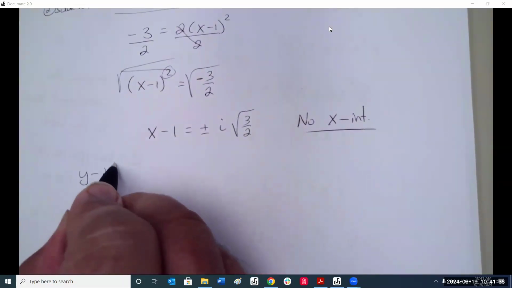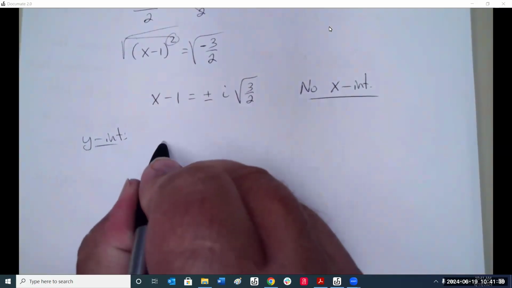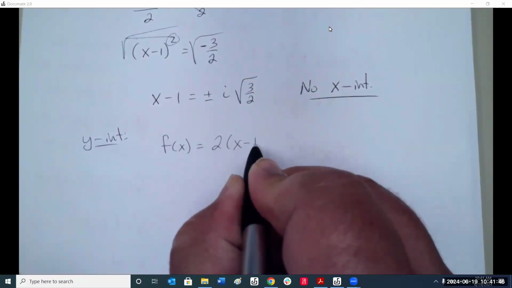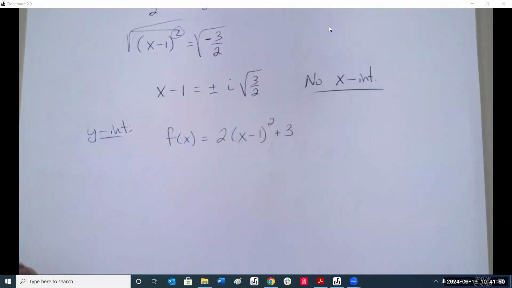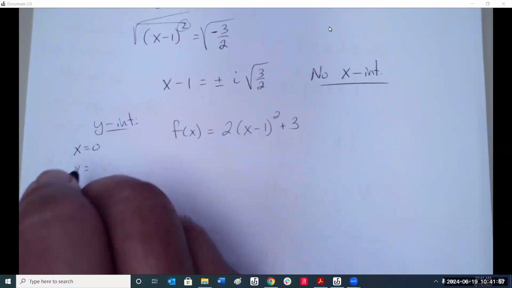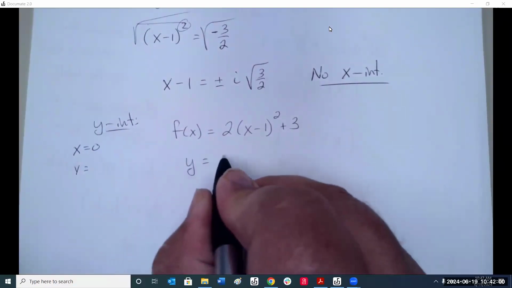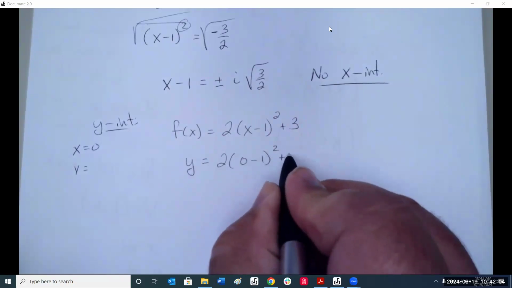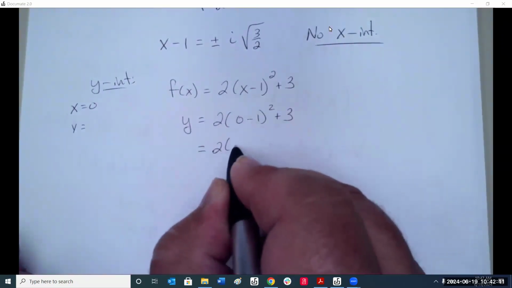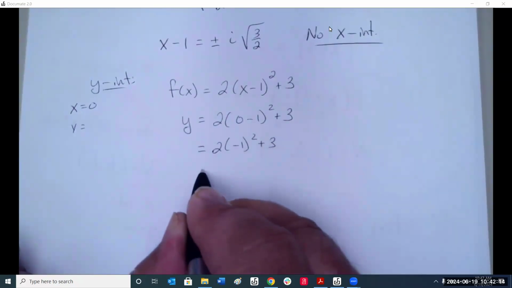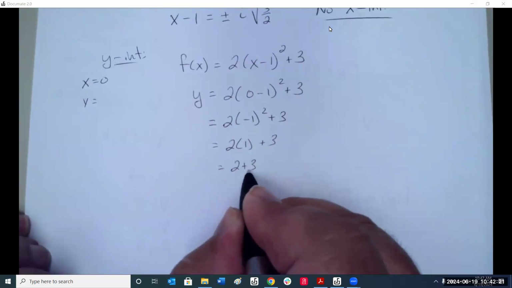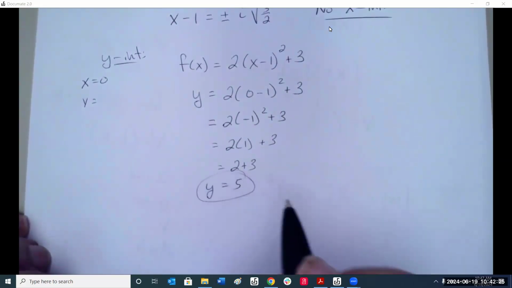Then to find the y-intercept, what do we do? How do you find the y-intercept? Set x equals 0 and solve for y. So set x equals 0. 0 minus 1 is negative 1, squared. Negative 1 squared is 1. 2 times 1 is 2. Plus 3 is 5. My y-intercept is at 5.